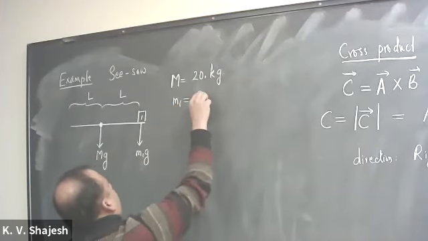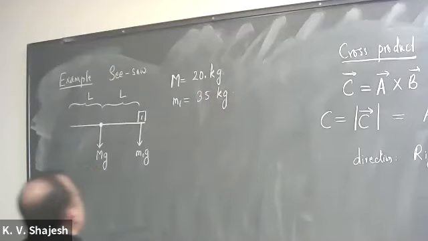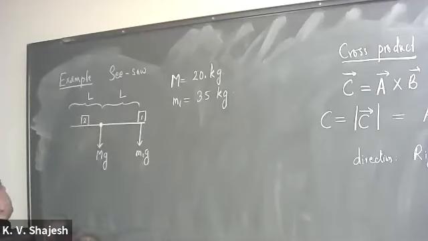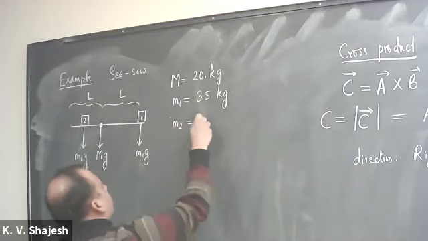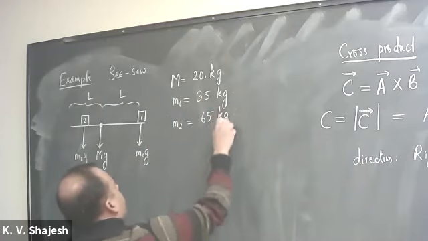M1 could be about 35 kgs, and let's say M2, who is heavier, has a mass M2 of about 60 kgs, 65 kgs.